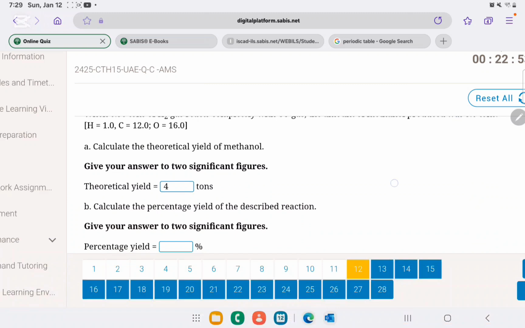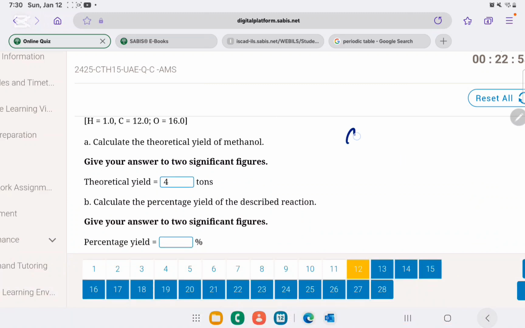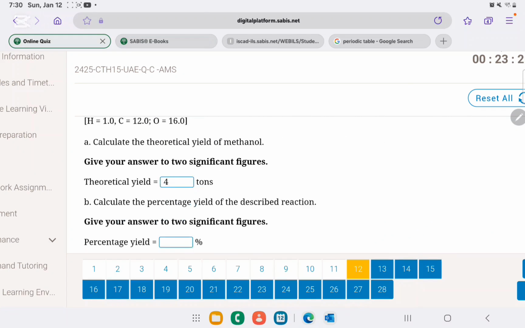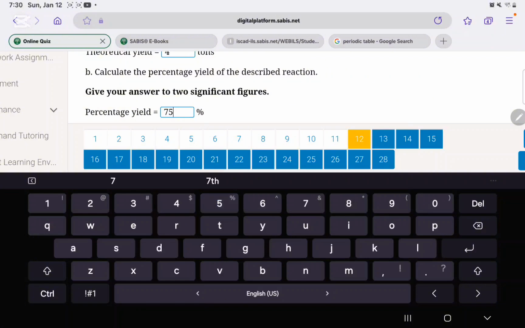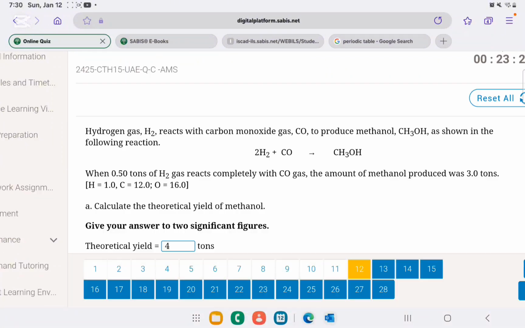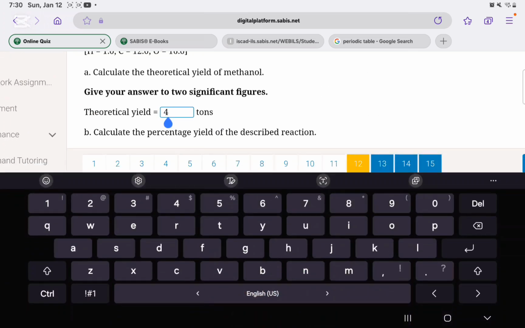Now to get the percentage yield, the equation was actual yield over theoretical yield times 100. And the actual yield was already given, I think it was 0.5. Then you divide that by 4 times 100, you're gonna get 75%. Okay? Wait, let me double check. It's 0.5. So it's 75%. Oh wait. Yeah, here it says 2 significant figures, so I just need to add a 0.